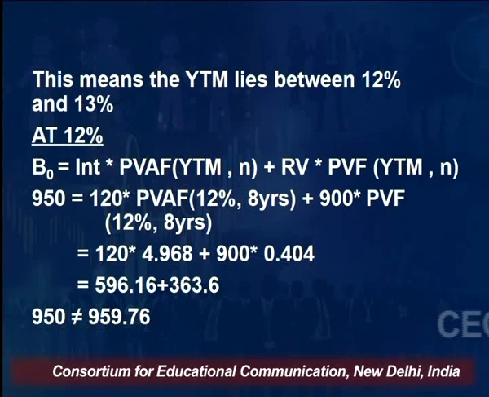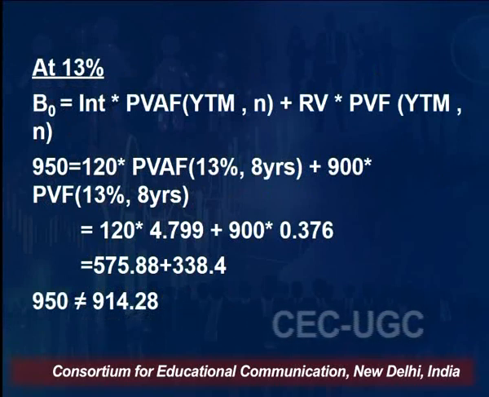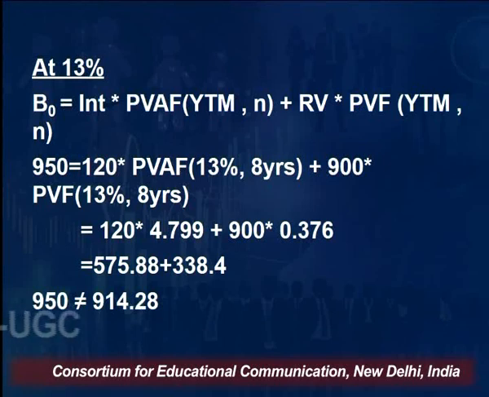So now let's try with 13%. By using the same methodology which I have just explained, instead of 12% rate of discount, we'll be using 13%, right? So the future stream of income of interest and redemption value will be discounted by 13%. So the present value annuity factor at 13% rate of interest is 4.799. The methodology is the same, the process is the same.